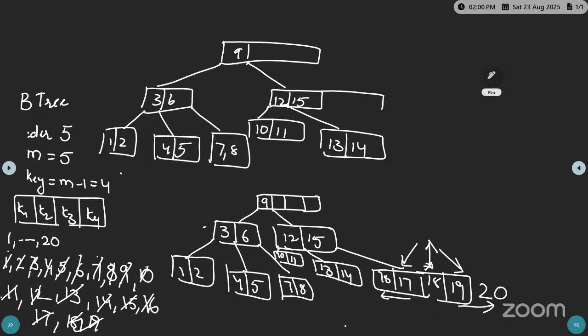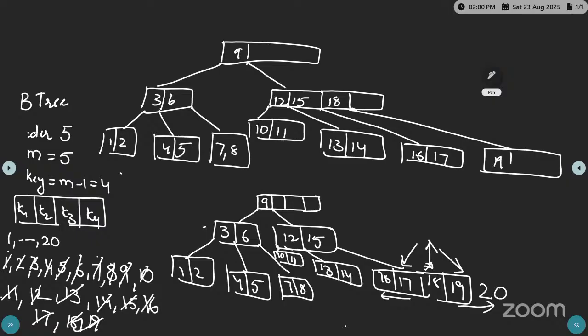There is one element here. Now which element moves up? 18 moves up. So what is on the left side of 18? 16 and 17. What is on the right side of 18? 19 and 20. This is the new B tree.